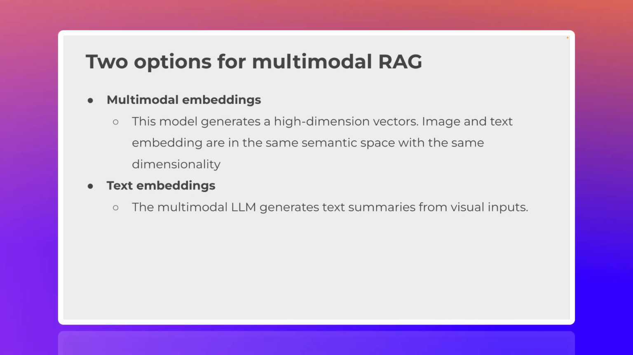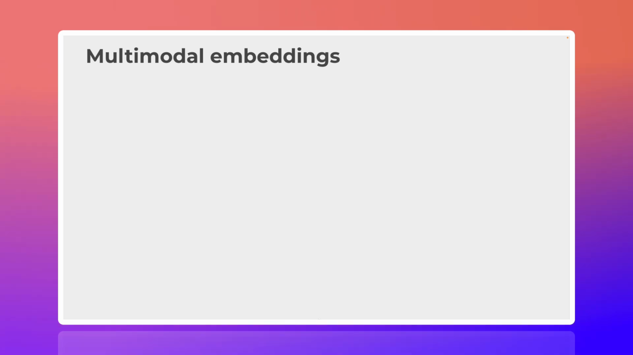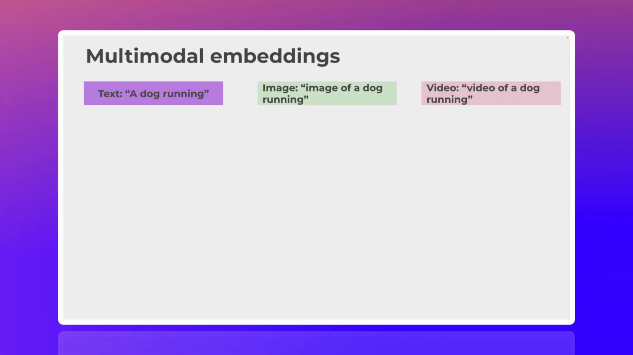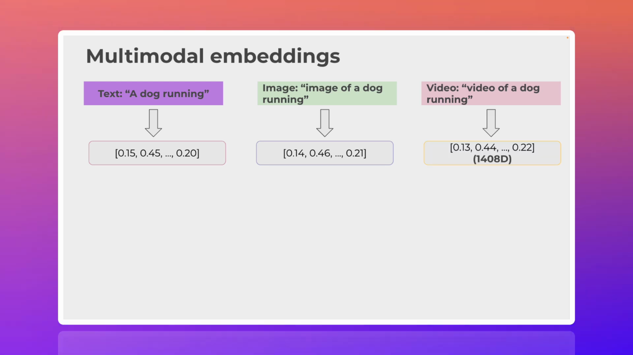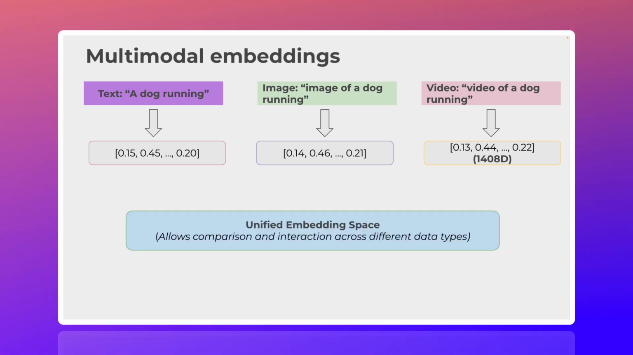If you look at this image here, this depicts the multimodal embedding. Essentially we would have text that says a dog running, an image of a dog running, and similarly we could have a video of a dog running. And the beauty here is that all of these are actually transformed into embeddings. Different models are being used and so forth. But the beauty is that all of that is put into the same embedding space, what we call the unified embedding space. This is what allows the comparison and the interaction across different data types.